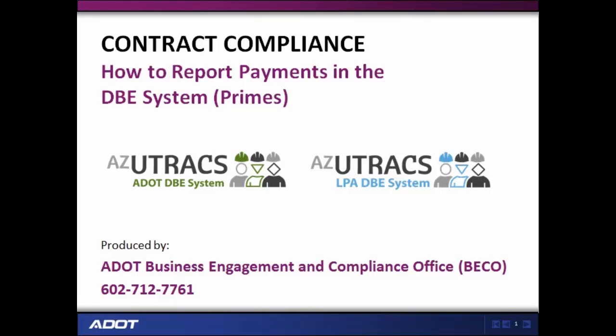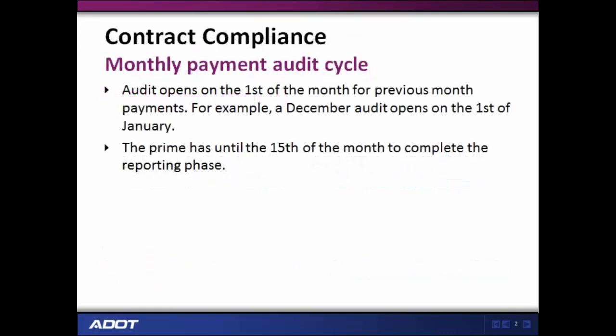This video will demonstrate how prime contractors and consultants report payments in the DBE system for all subcontractors that are doing work. Before reporting payments, if you are a prime contractor or consultant, you will need to know that an audit generally opens on the first of the month for the previous month's payments. For example, a December audit that opens on the 1st of January is for payments made during the month of December. The prime has until the 15th of the month to report payments.